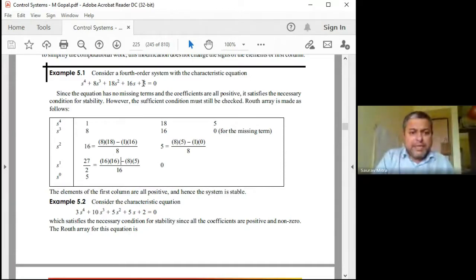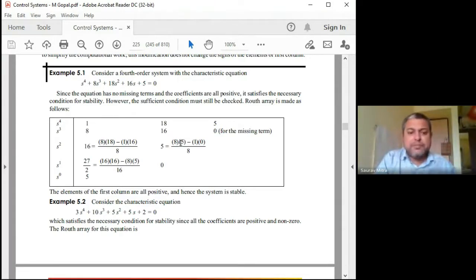So the first line is 1, 18, and 5. The second line is 8 and 16, and below 5 there is nothing, so you can make it 0. And then you go from bottom left to top right, minus top left to bottom right. So 8 into 18 minus 1 into 16, divided by 8. Next is 8 into 5. So always this first column will come into use. So 8 into 5 minus 1 into 0.